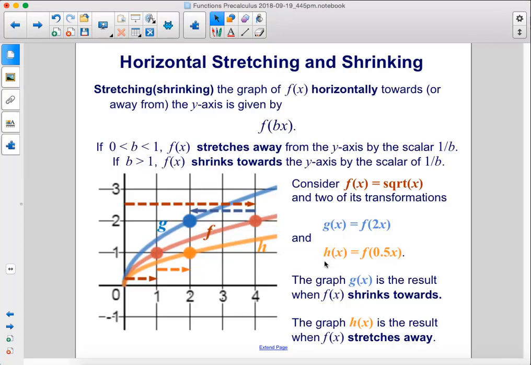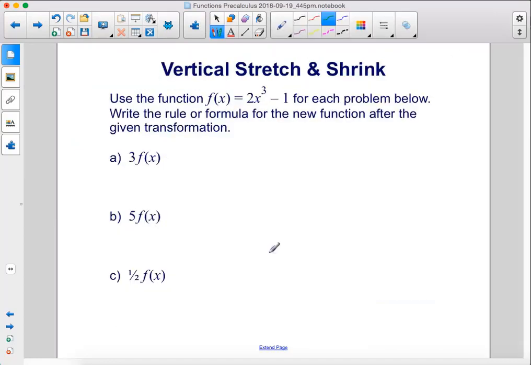And then in yellow, we have h of x equals f of 0.5x. And this point has stretched away from the y-axis. Use the function f of x equals 2x cubed minus 1 for each problem below. Write the rule or formula for the new function after the given transformation.